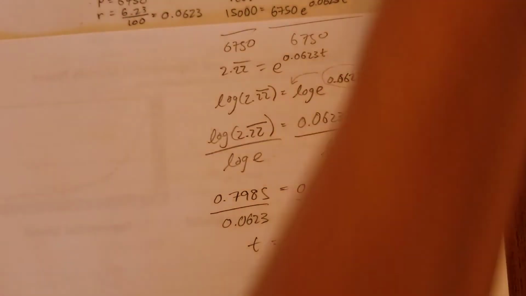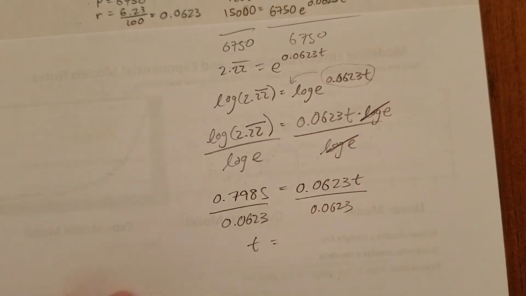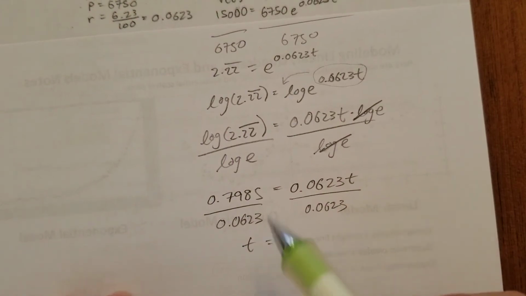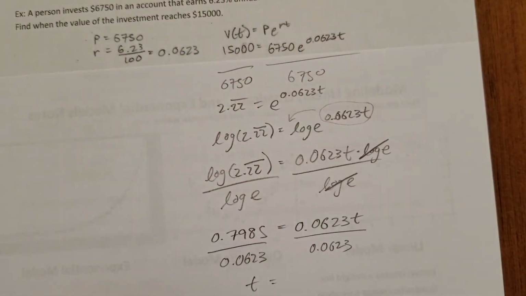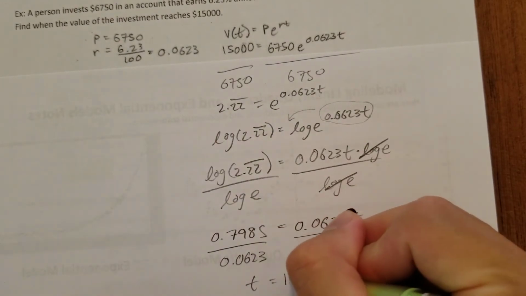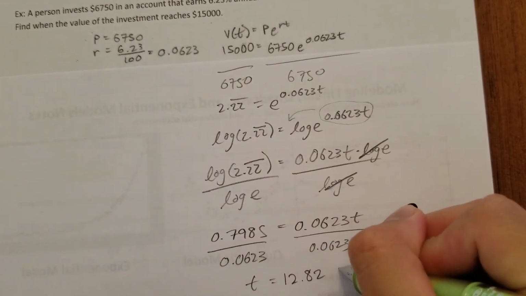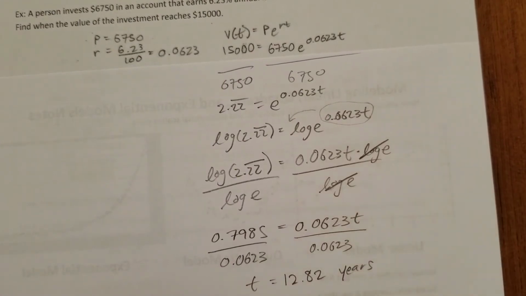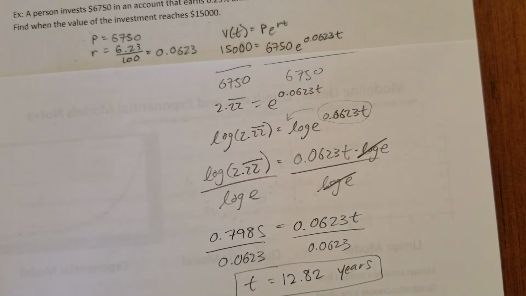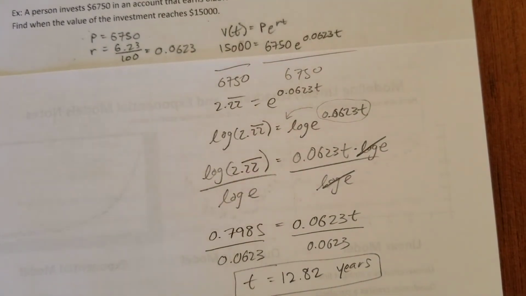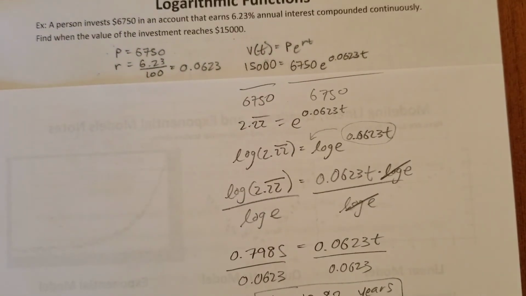So if you see that there, what that means is the amount of time it takes for that 6,750 investment to reach $15,000 is going to be about 12.82 years. So that is going to be a while. Okay, so yeah, that is basically how you would go about doing those problems. Now if you need help on the last one, just ask me.